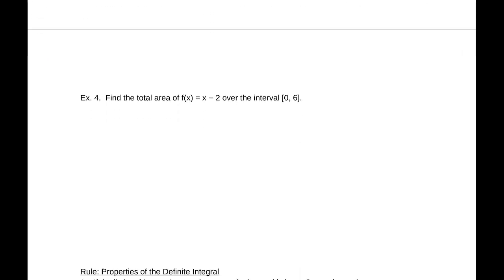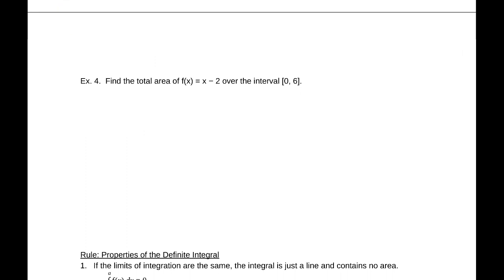Let's see if we can hammer that out a little bit more. Find the total area of f of x equals x minus 2, underneath this curve over the interval from 0 to 6. At a value of 0, this function is at negative 2, and at a value of 6, this is at 4. It's a linear function, so we have something that looks like that. Now the area underneath this is this area plus this area. The place that it intersects there, if we set this equal to 0, we find that x equals 2.